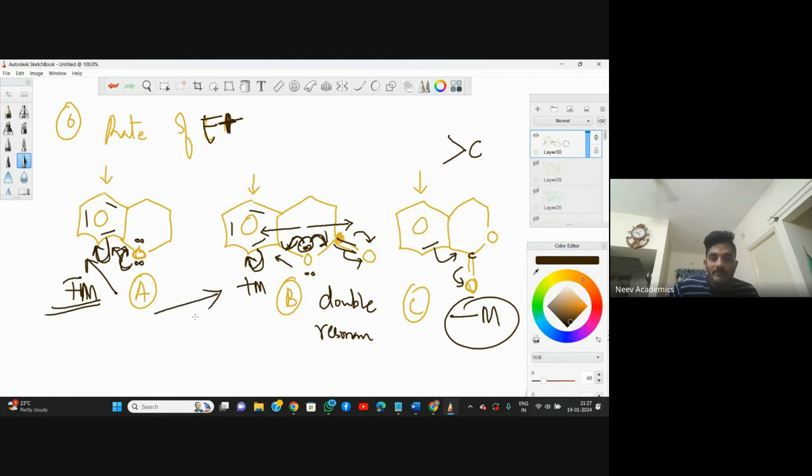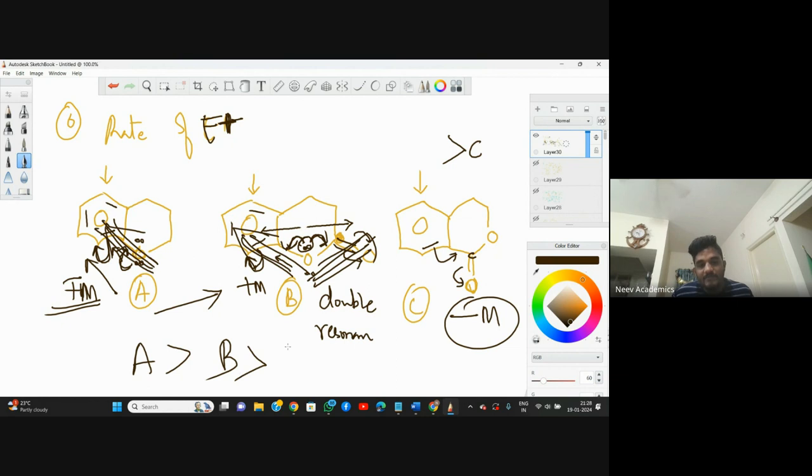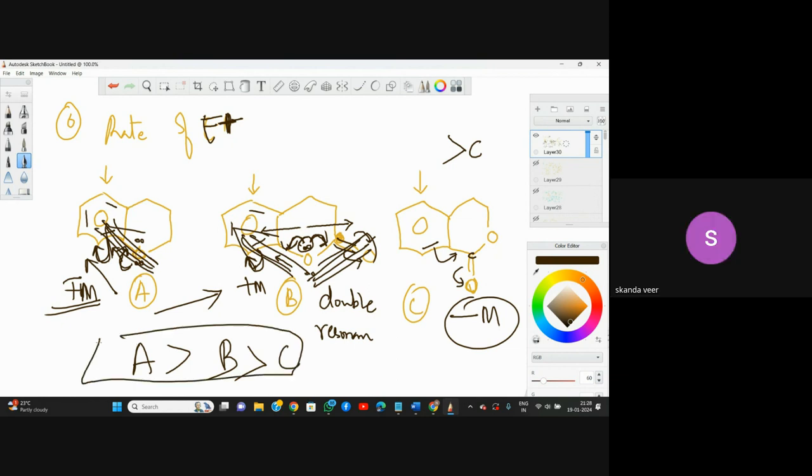On this molecule, which will be more effective? Over here, electron density is always given to the benzene ring. But over here, electron density is given to the benzene ring, and apart from that, we also give electron density to the other side. So the more effective one releases to the benzene ring. So A will have a higher rate compared to B, and the least will be C. Understood or not? Yes, sir. Understood.